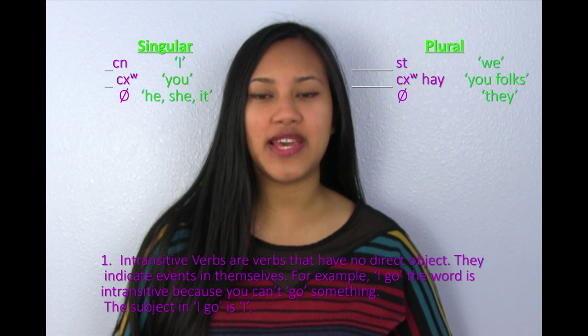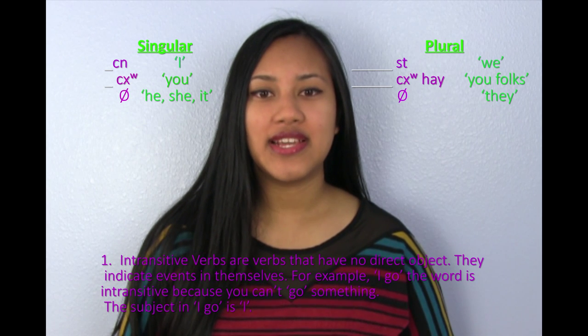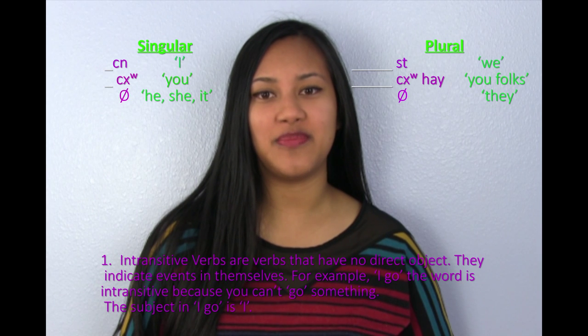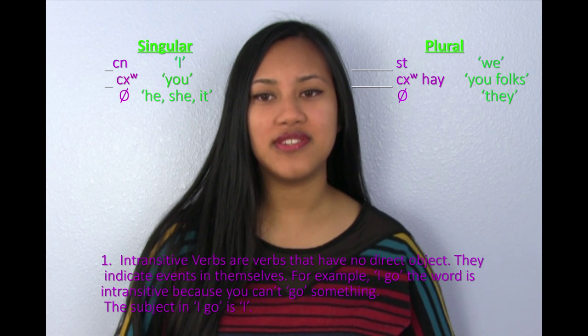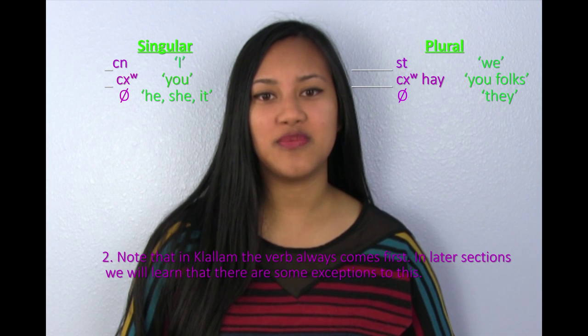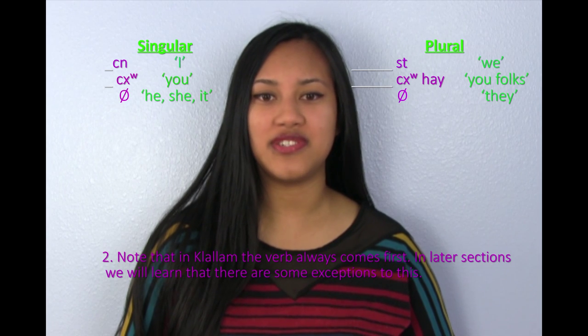Intransitive verbs are verbs that have no direct object. They indicate events in themselves. For example, I go. The word is intransitive because you can't go something. The subject in I go is I. Note that in Klallam, the verb always comes first. In later sections, we will learn that there are some exceptions to this.